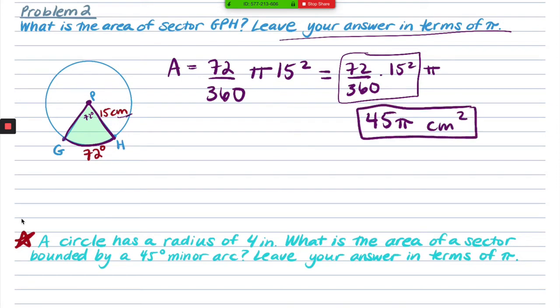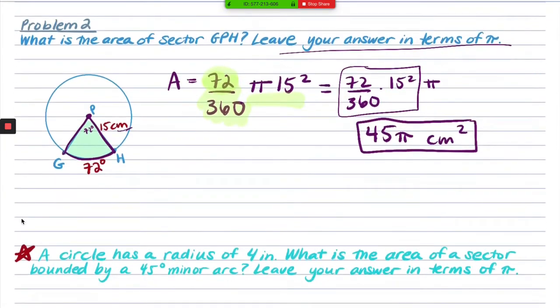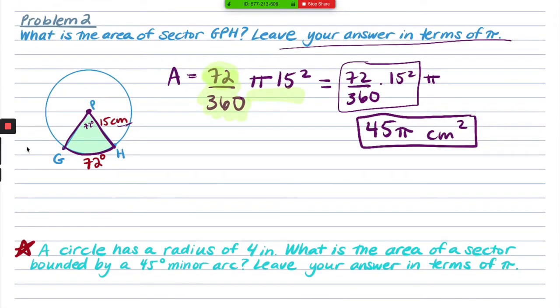Okay, so the key is just figuring out what the measure of the central angle of your sector is, and then dividing that by 360 to get the proportion of the whole circle, and then just multiply that by the area. Okay, so press pause and try this next one on your own, and then check back for the solution.